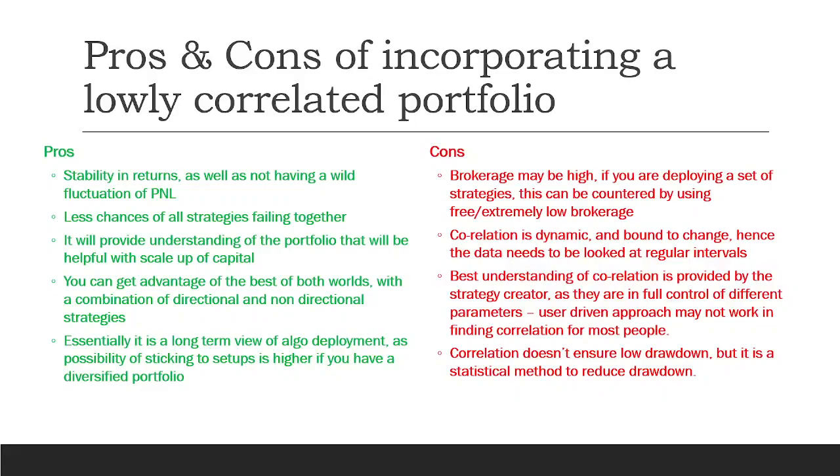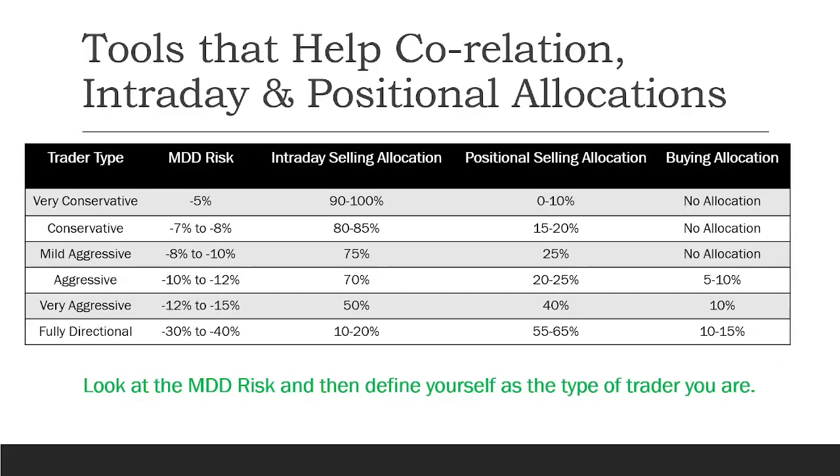Correlation also doesn't ensure low drawdown, but it is a statistical method to reduce a drawdown. So it's a method, not an ultimate tool that will reduce drawdown. It may not, depending upon the kind of strategies you are using. So that's something that we have to be careful about. So there are tools that help in correlation, which is allocation. We've talked quite a few times about it, and this is how you can have a look into this correlation part.